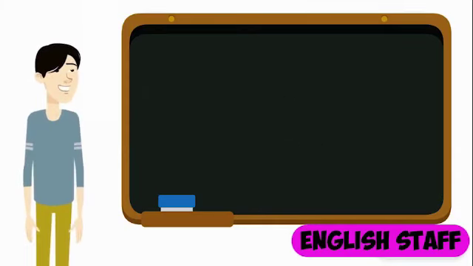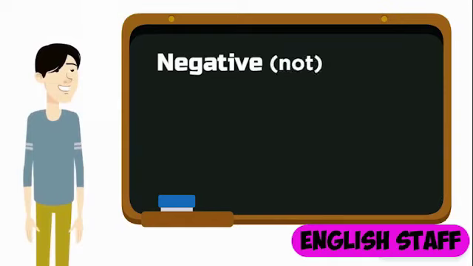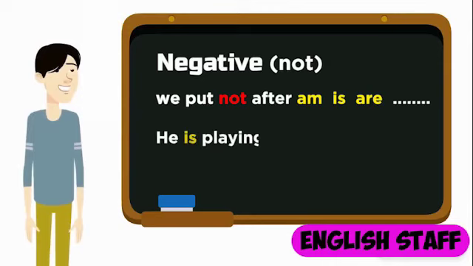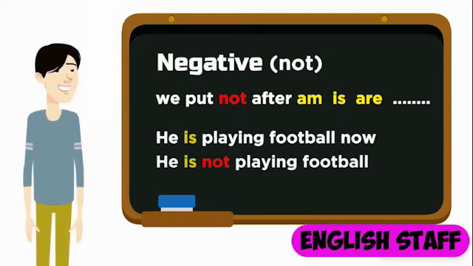Now let's go to the negative. Negative means not. When we want to put the sentence in negative form, we put not after am, is, are. For example, he is playing football now. How can we put this sentence in negative form? Yeah, right. We put not after is. So the sentence will be, he is not playing football now.